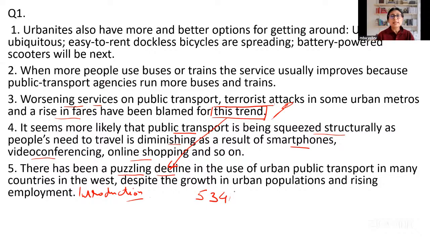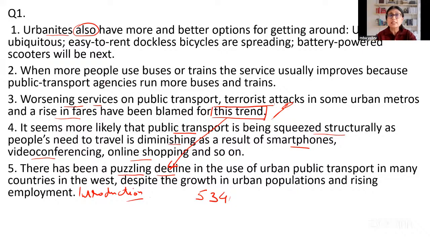And then comes sentence number 1. We are talking about urban population, so it talks about urbanites. Who are urbanites? The urban population. It says urbanites also. Look at the word also, which means it is going on and gives us more information. Sentence number 1 provides more detail about the alternatives to public transport, which are contributing to a decline in usage of public transport.